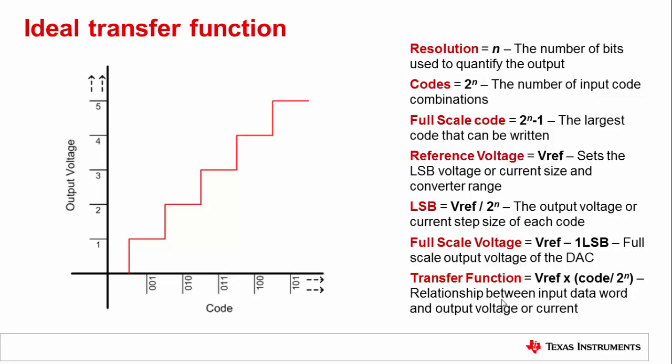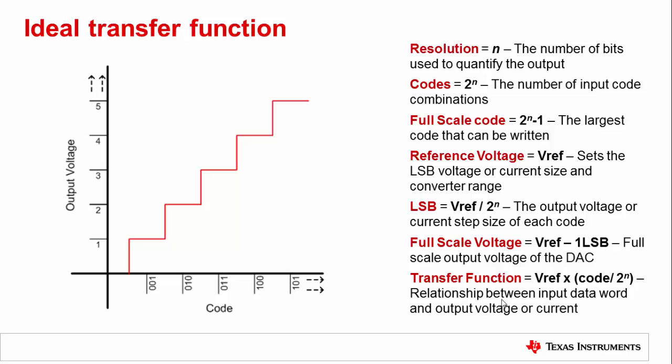LSB weight is quantified in volts, or amperes for current output DACs, and is defined as the output step between sequential codes. Ideally, this LSB size can be calculated as Vref over 2 to the n, and is consistent across all sequential codes. Note that this is different from calculating data converter LSB weight, which is defined as Vref over 2 to the n minus 1.